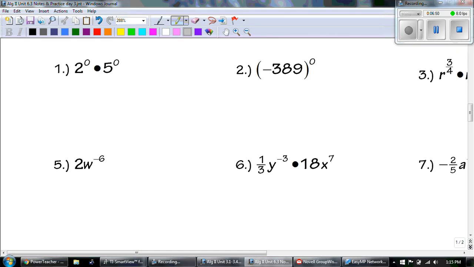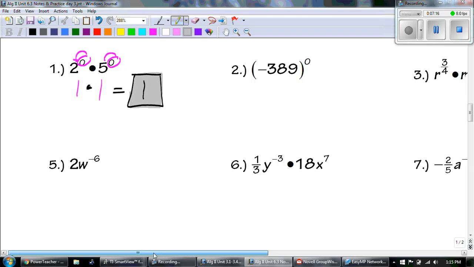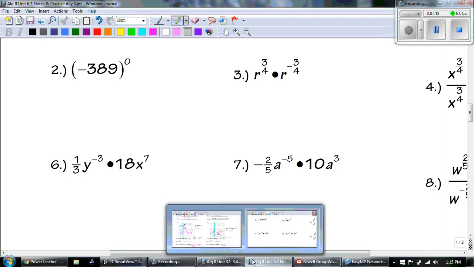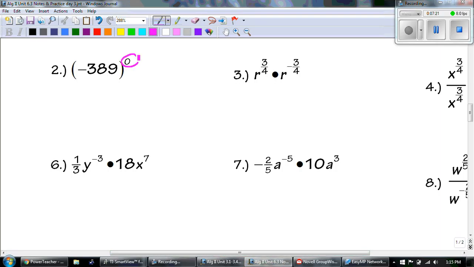Some of these will be quick, others will just take a couple seconds to talk about. So my exponent 0, my base turns into 1. And the same thing with our next one. My exponent 0, so my base turns into 1, and 1 times 1 is 1. That wasn't too bad, was it? Nah. All right, next one. Exponent 0, everything turns into 1.